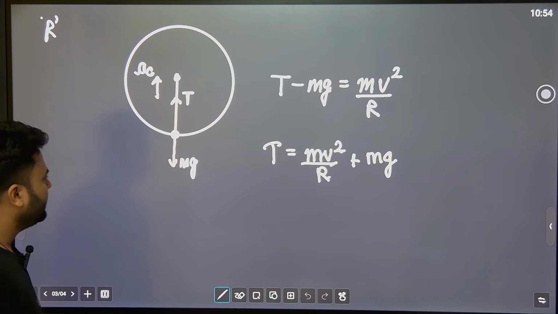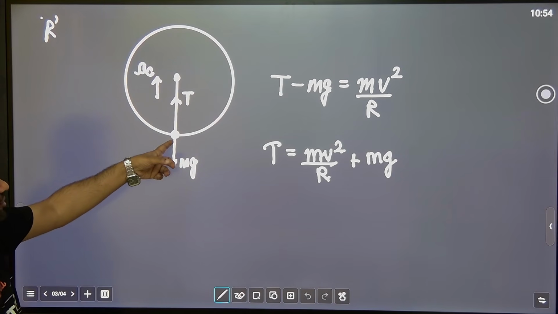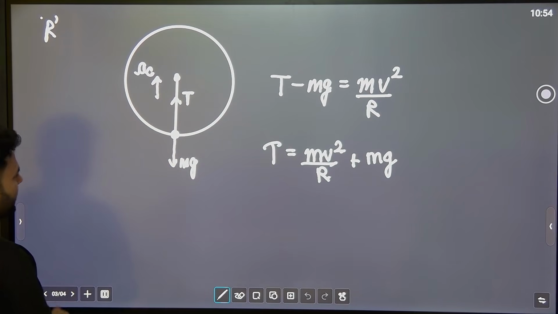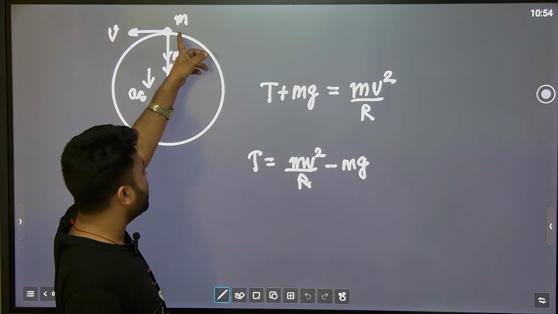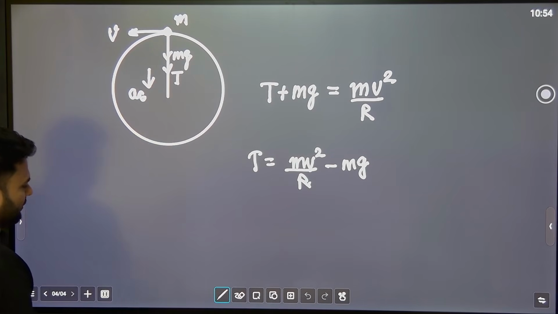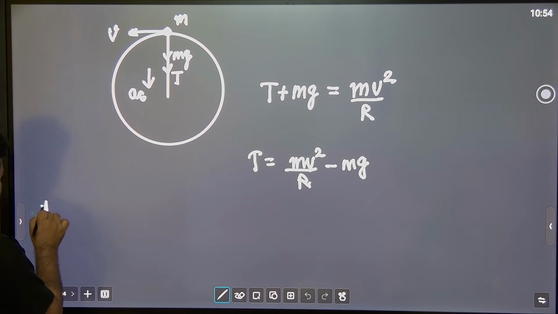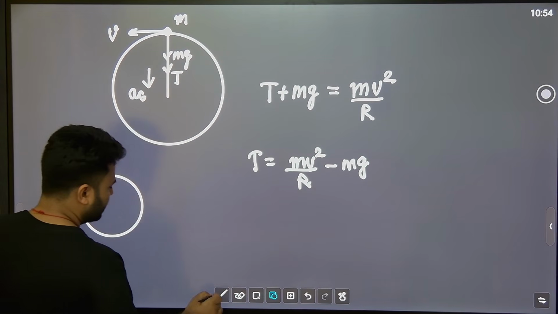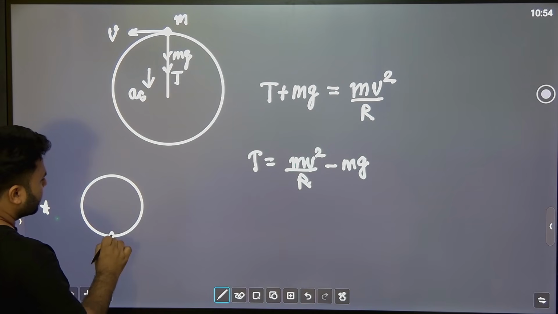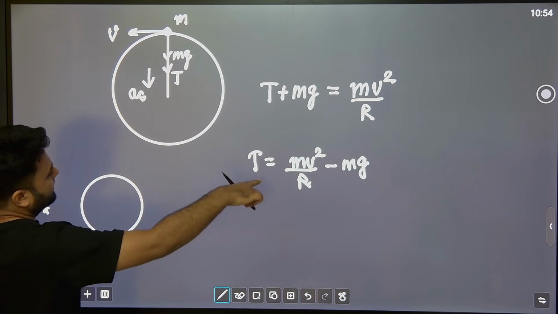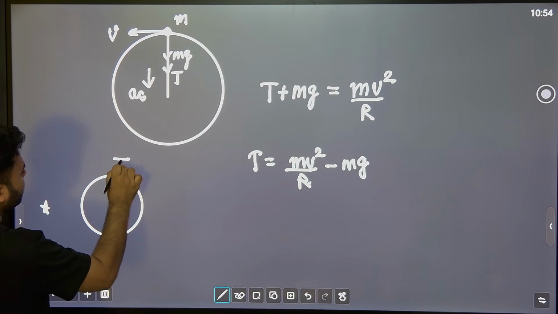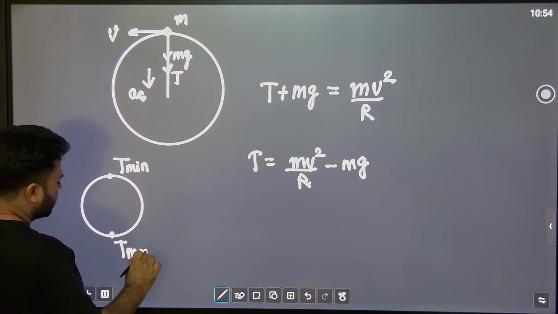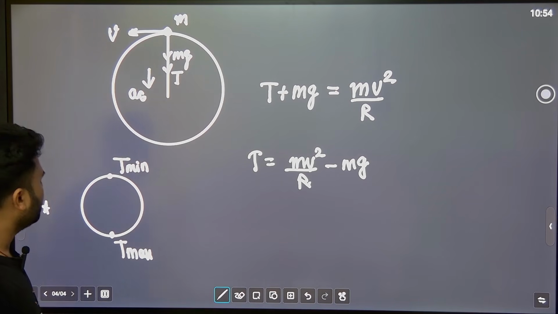You saw here, when the object was at the lowest point, tension was mv square by r plus mg. But at the highest point, tension is mv square by r minus mg. So one thing we can say, so you can note down, that the object is performing vertical circular motion, tension at the topmost point is minimum, and at the bottommost point tension is maximum. So this point you need to remember.